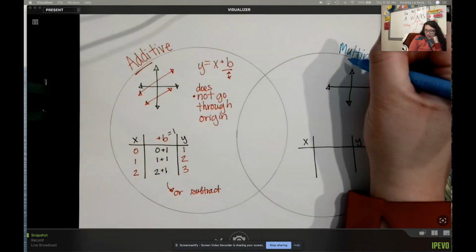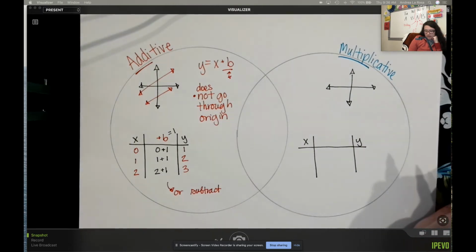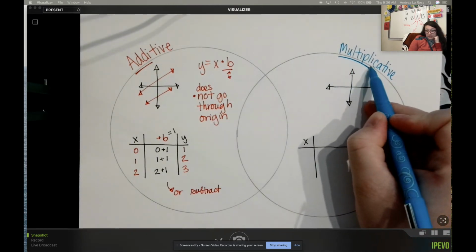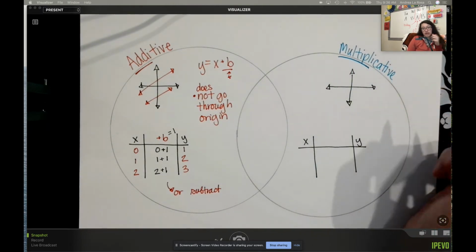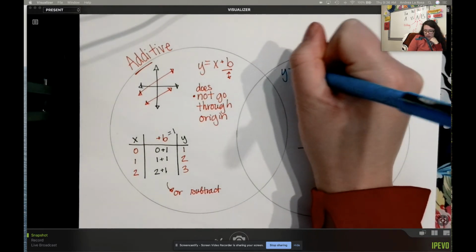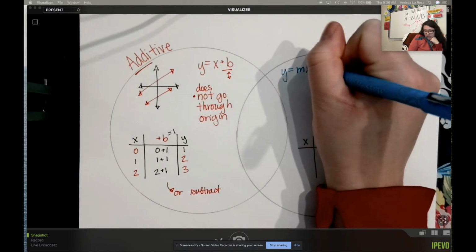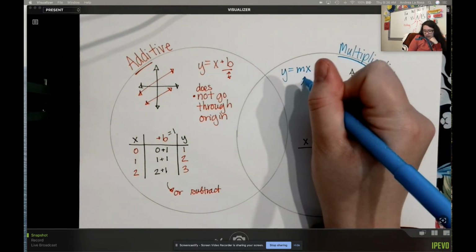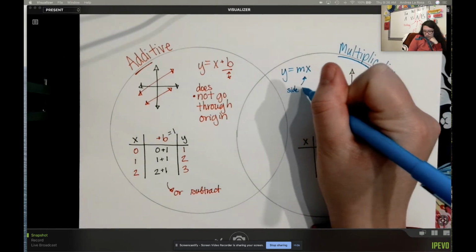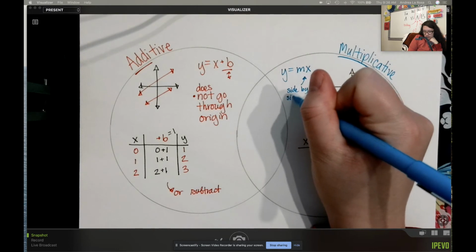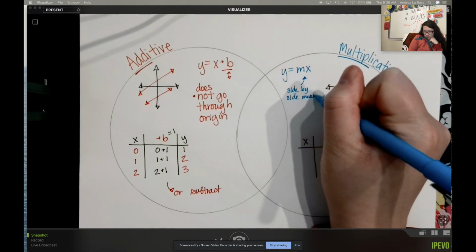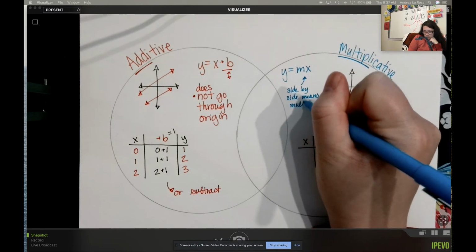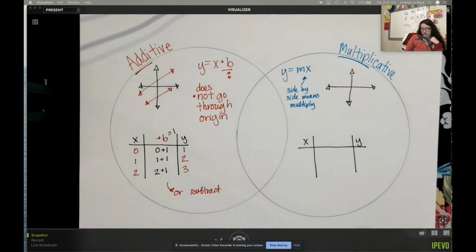Compare that to the multiplicative. That first part, it looks like multiply. So my equation is going to be y equals m times x. Remember, when my variables are side by side, that means multiply. Side by side means multiply.